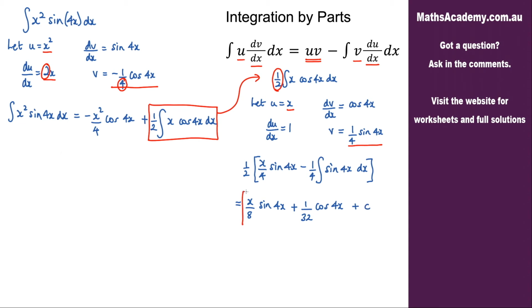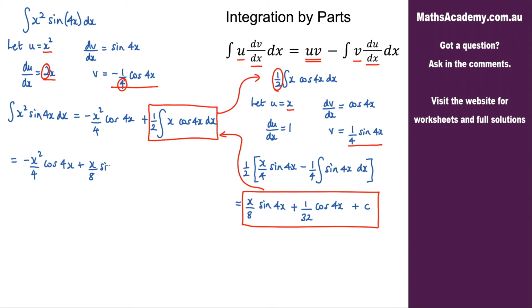So now what I can do, I can take all of this and replace it back up here. So what I've got is negative x squared over 4 cosine of 4x plus, now we can reintroduce this again. So we've got x over 8 sine of 4x plus 1 over 32 cosine of 4x plus the constant of integration.